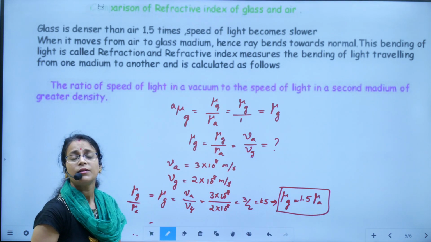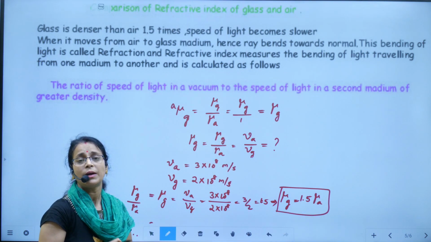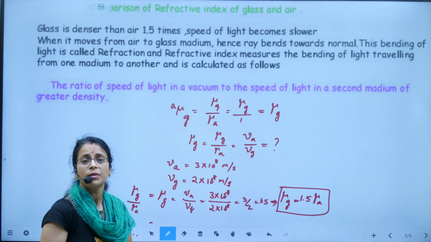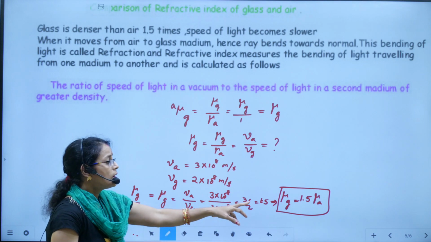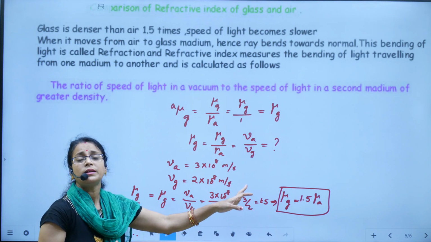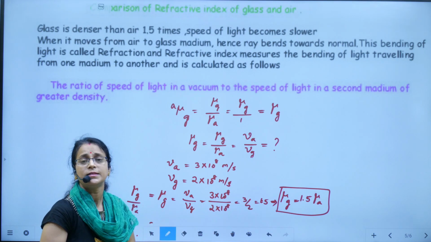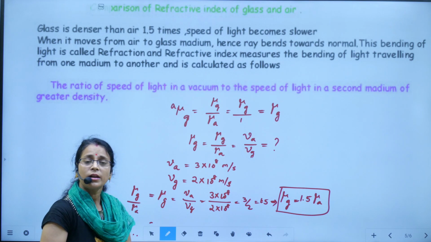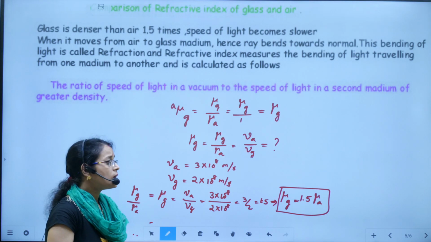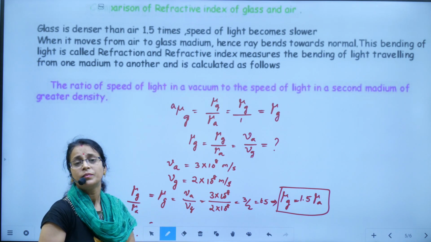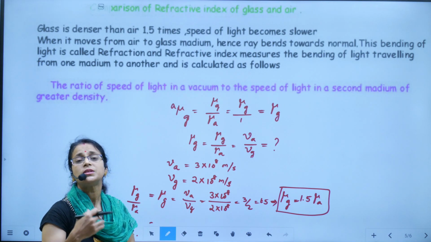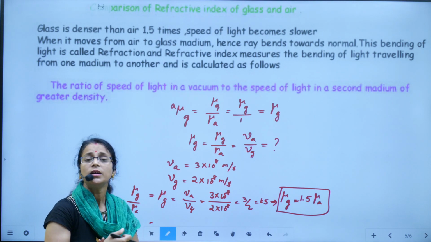That means the refractive index of the glass medium is 1.5 times the refractive index of the air medium. In terms of that, we can say that the optical density of the glass medium is 1.5 times more than the optical density of the air medium. Clear? So glass medium is 1.5 times denser than the air medium. So air medium is a rarer medium and glass medium is a denser medium.